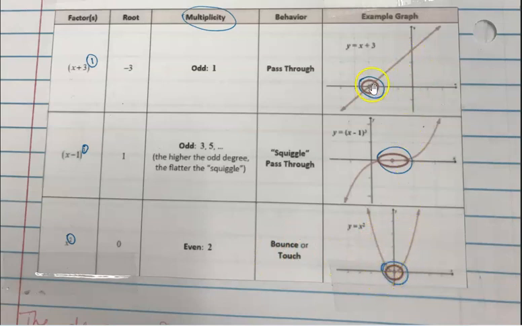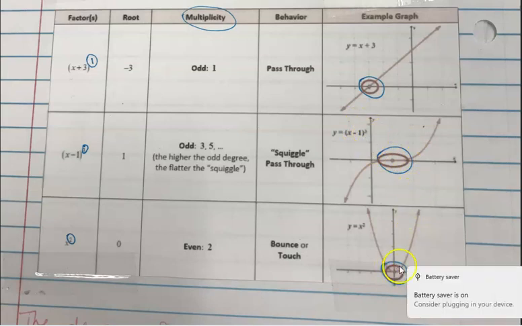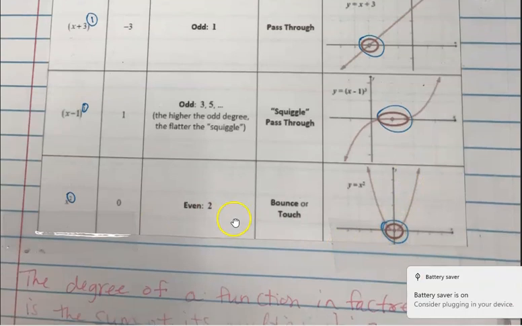Now, each of these graphs could be going in a downwards direction instead, so it doesn't have to increase. So in the case of this, if the multiplicity is 1, it could also decrease and pass through as a straight line. For this one, it could be the opposite way facing for the squiggle. And for the parabola, it could be facing downwards.